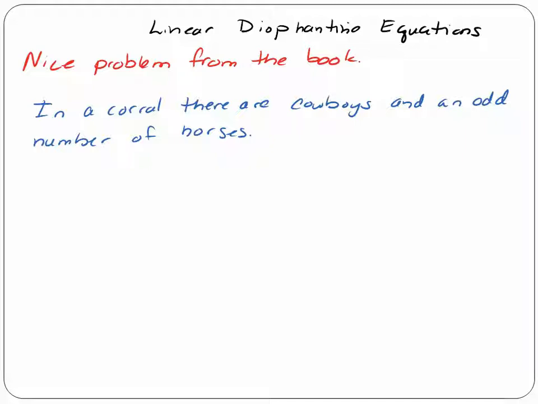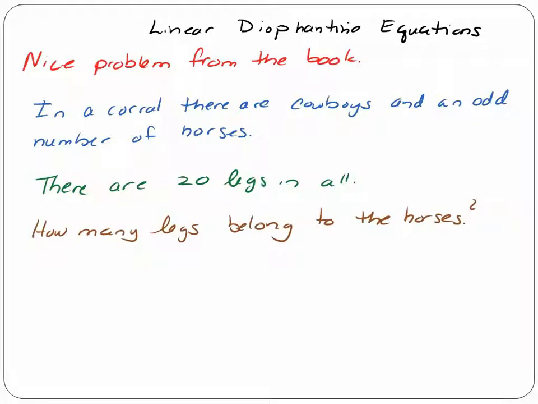it simple. He talks about a corral where there's cowboys and an odd number of horses, and he tells you that there's 20 legs in all. And the question is, how many of those legs belong to the horses? So this is a standard word problem that they get now in 7th grade, except the 7th or 8th grade problem has a nice, neat answer.